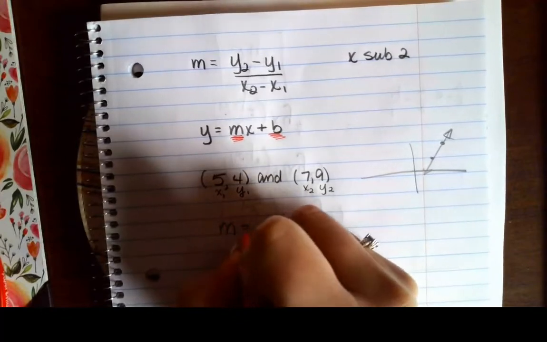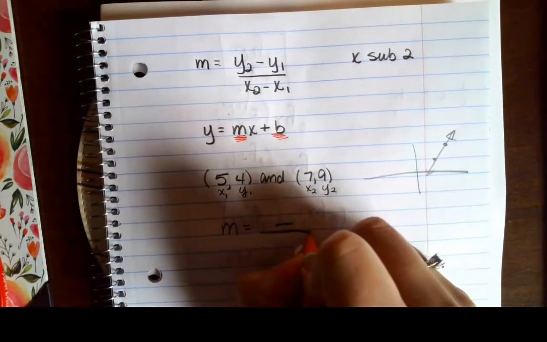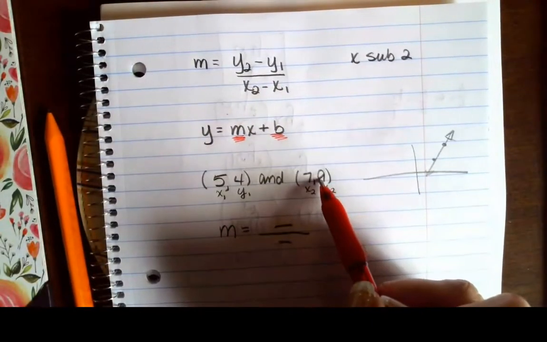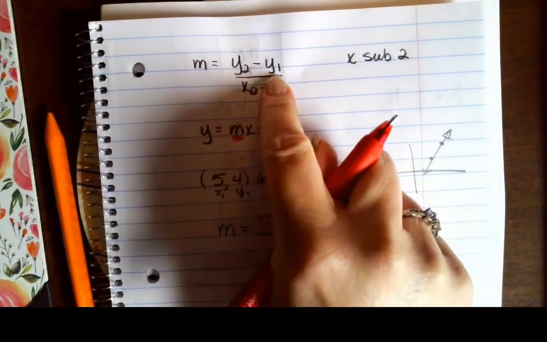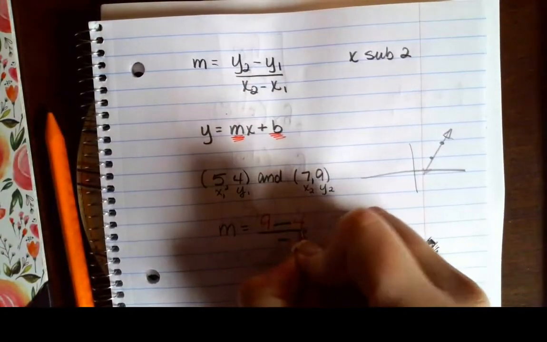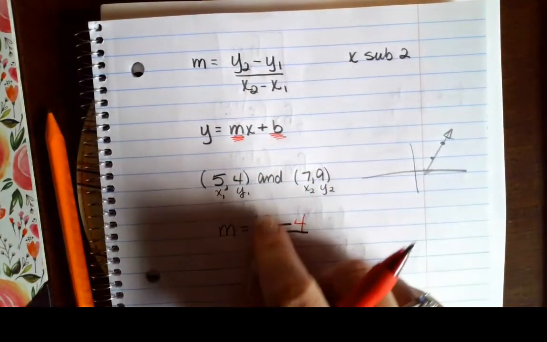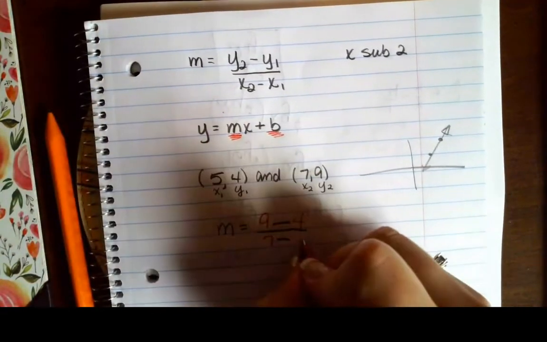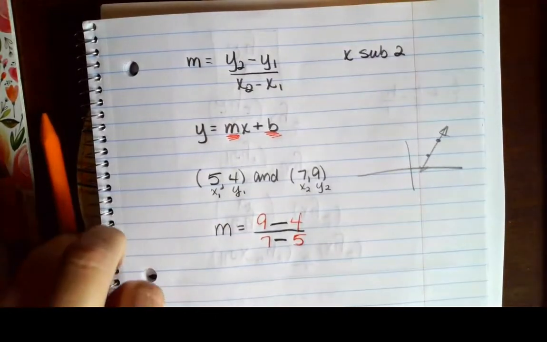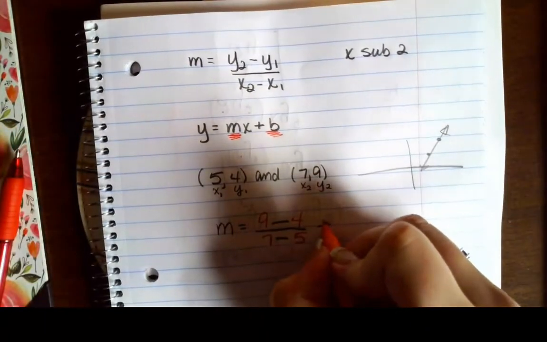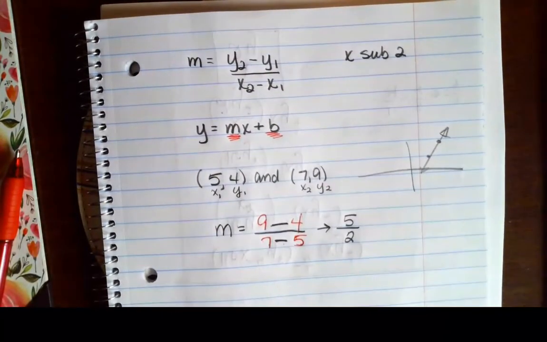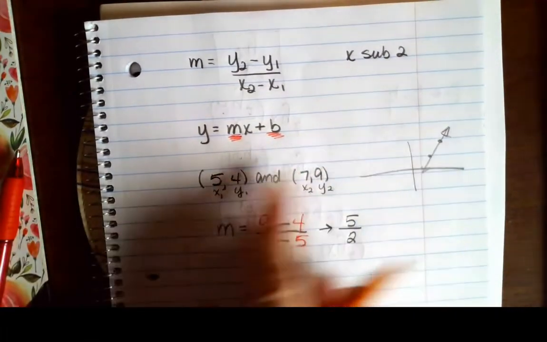So I am going to find my slope by inputting y sub 2, which is 9, minus y sub 1, which is 4, over x sub 2, which is 7, minus x sub 1, which is 5. So when I do this math, 9 minus 4 is 5, 7 minus 5 is 2, and that's reduced as far as it can go. So far I know the slope of the line containing these points.